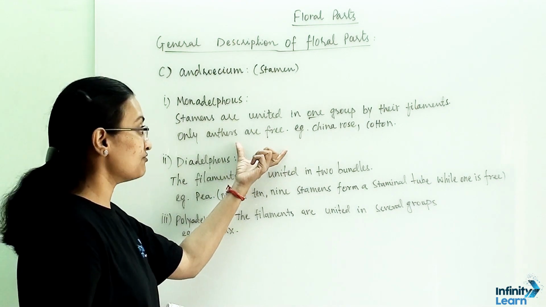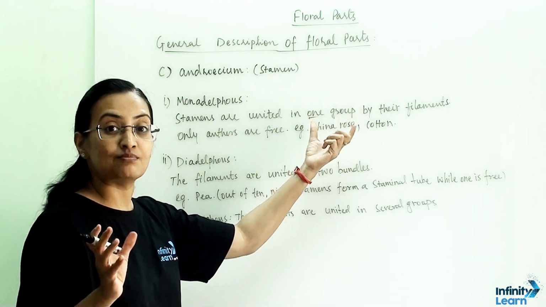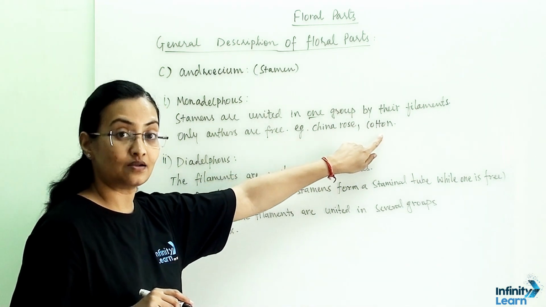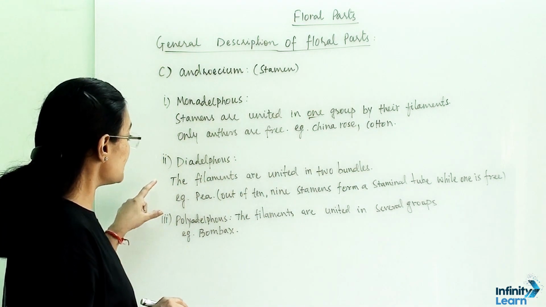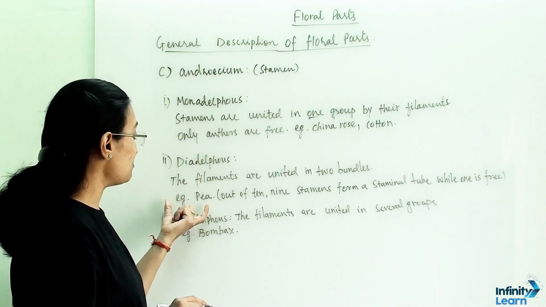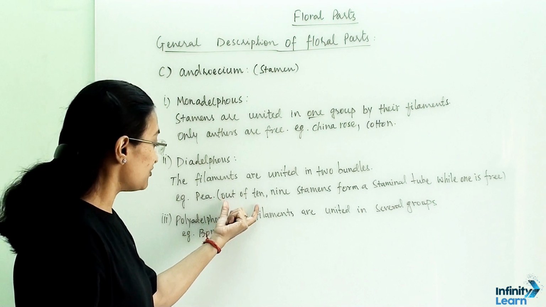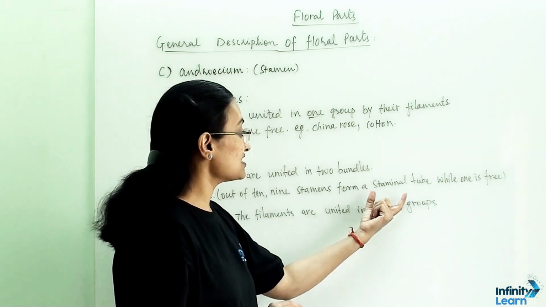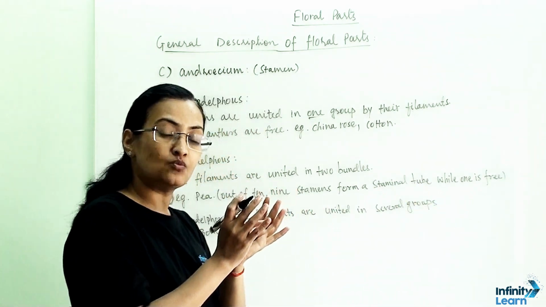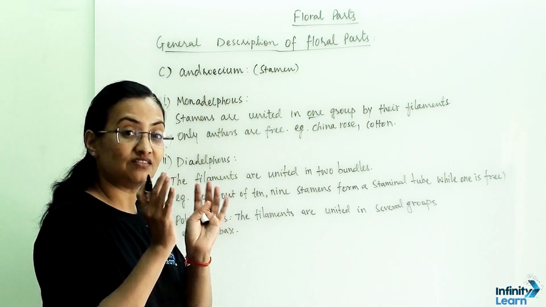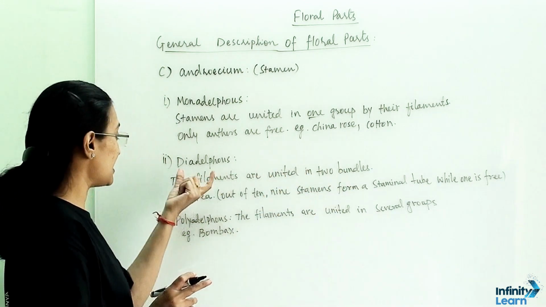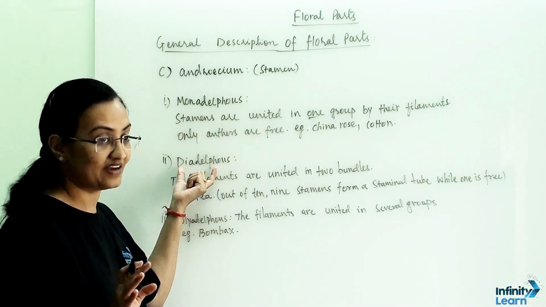Only anthers are free, otherwise their filaments are united in one group. Examples are China rose and cotton. Diadelphous, the filaments are united in two bundles. For example, pea plant. Out of 10, 9 stamen form a staminal tube while 1 is free. So 9 will be in one group and 1 will be free. Like that they are forming two bundles. So that's why they are coming under category of diadelphous.